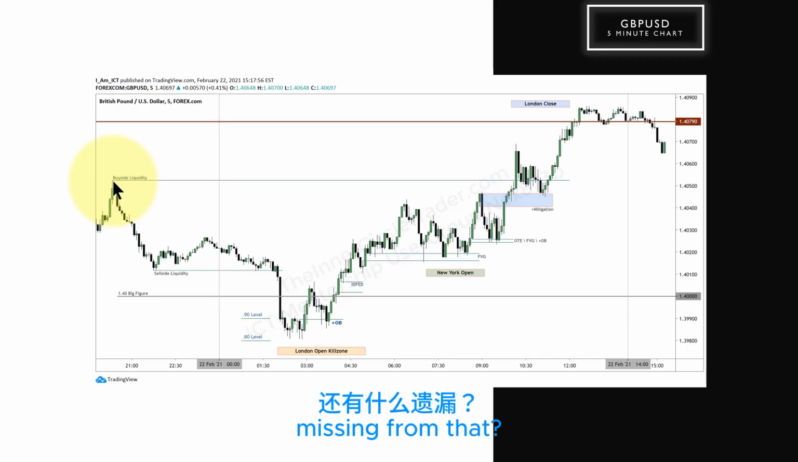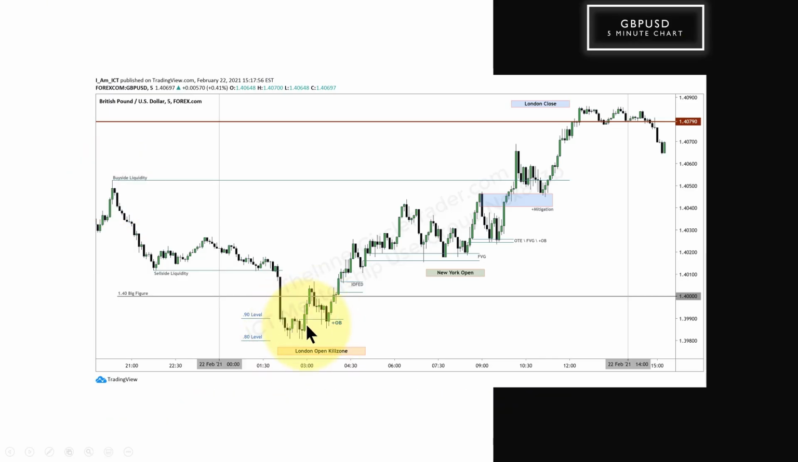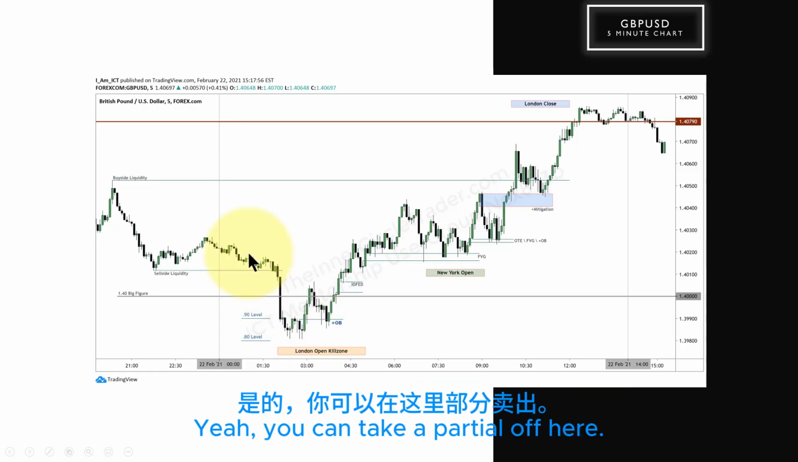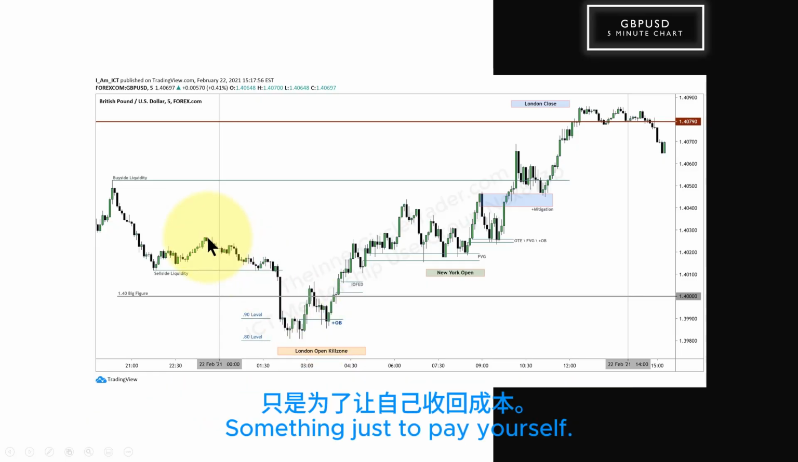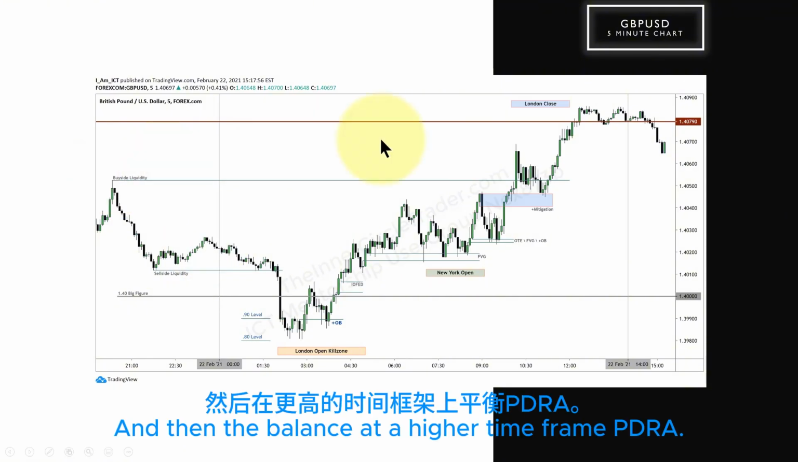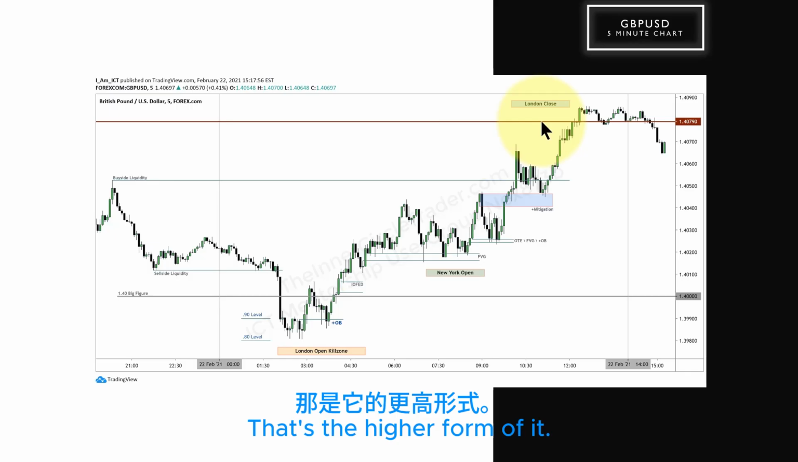What's missing from that? Money management. That's it. That's a complete model. Is it simple? Sure it is. What makes it difficult? How do you know when to buy down here, Michael? That's mentorship. That's what doing this teaches you. Over time, what you'll learn is being a buyer down here, yeah, you can take a partial off here, but it's not going to be a lot. Something just to pay yourself. Then you want to take 50% off here, and then the balance at a higher time frame PD array. That's the higher form of it.